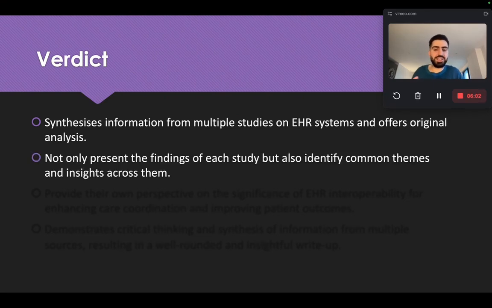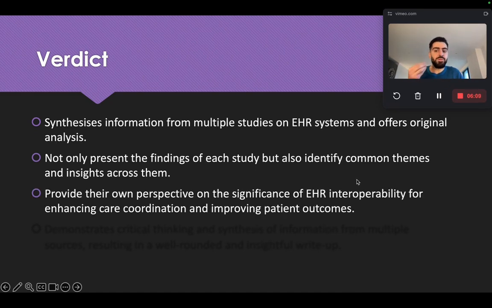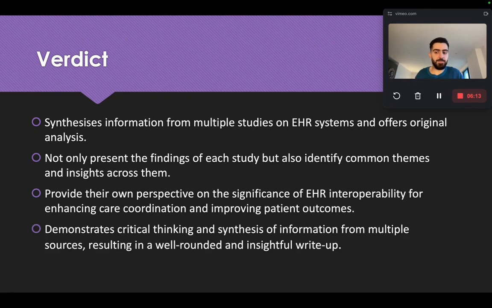So they're not only presenting the findings of each study, but they're identifying the common themes and insights. They're providing their own perspective on the significance of electronic health record interoperability. They're demonstrating critical thinking and synthesis from multiple sources, resulting in a well-rounded and insightful write-up.